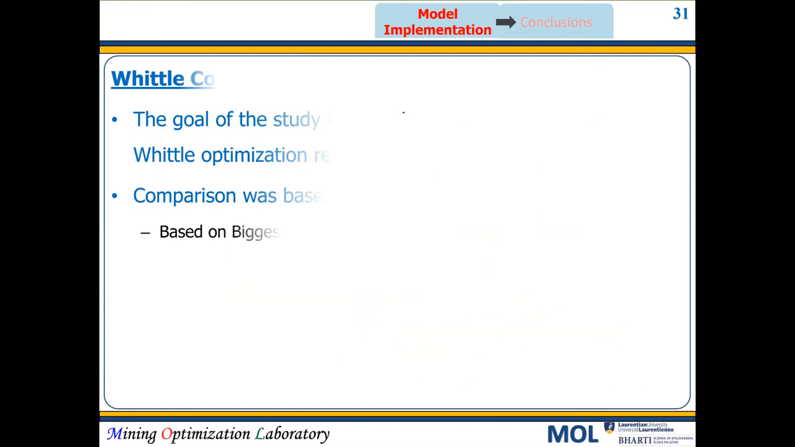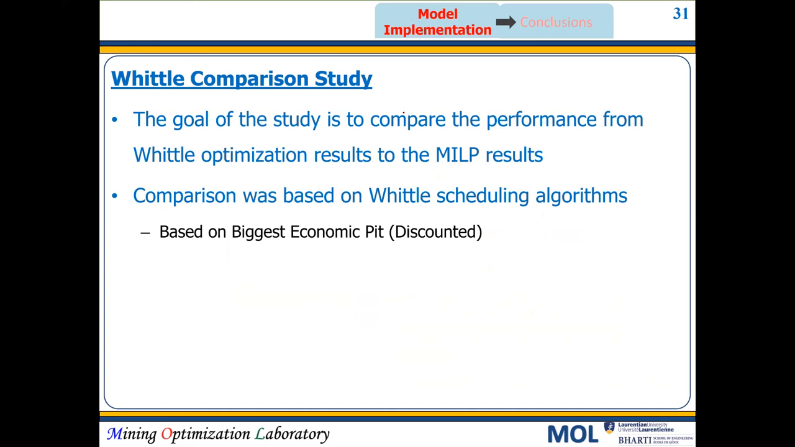Then we did a small comparison, trying to undertake a similar study using Whittle. Of course, Whittle is not primarily designed for this type of study, but it was just for basis of comparison. Now, for the comparison with Whittle, we used the biggest economic pit, but the discounted one. So we generated the open pit outline from the Whittle scheduling algorithms and then compared that with the result from the MILP.